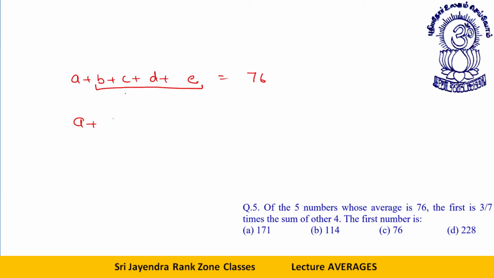So I will write, instead of all these terms, 7 by 3A is equal to 76. Okay, whose average is 76, I'm very sorry. So the sum is this. Now where do I reach? I reach 10A by 3 is equal to 76 into 76.